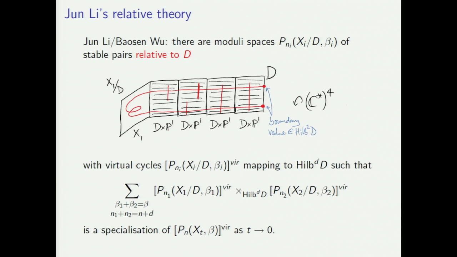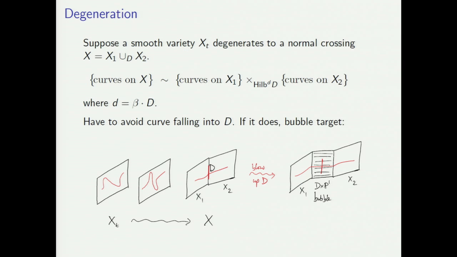In their relative theory, the curves are required never to have any components inside these creases. And therefore, they have a well-defined boundary value. You can talk about the number of points that they hit this final divisor D at. Okay, so that's what I needed in order to do this business here. So I can talk about the boundary of these curves and the boundary of these curves, and then I can glue them together.